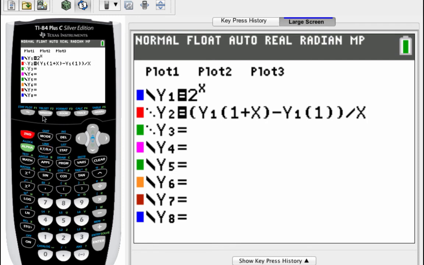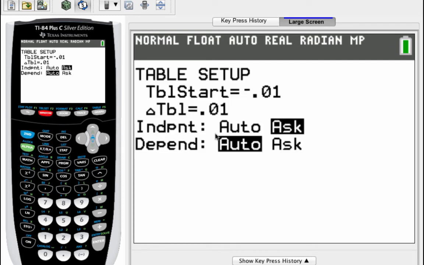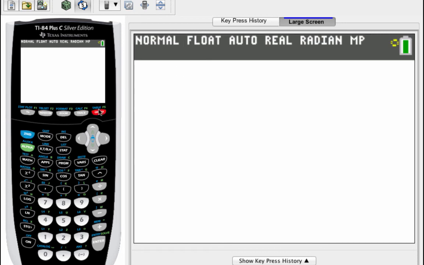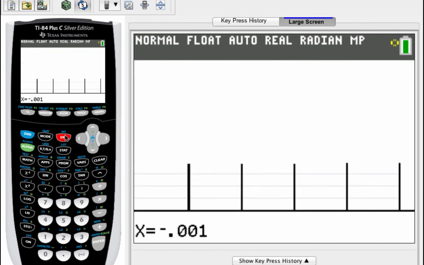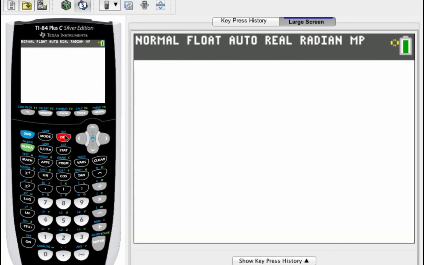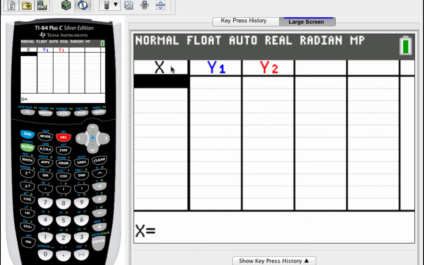Okay, go to second table set. Make sure that independent is set to ask, and then go to second table. Let's clear these values out. Let's see, how do I clear those out? Delete. There we go, delete, delete. Okay, so I want successively smaller values of h, but I can't use h, I have to use x. So let's start with 0.1.